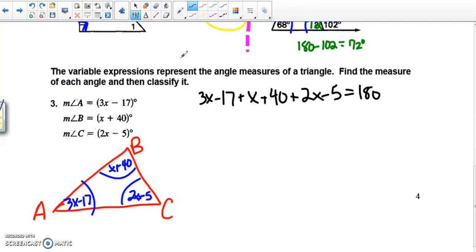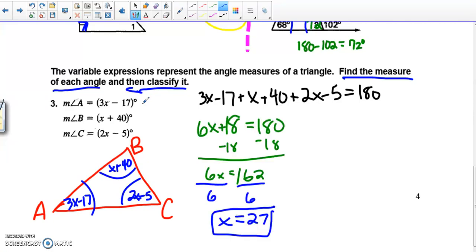So I'm going to pause again, and I want you to finish this up. I want you to find x. Once you find x, I want you to find the measure of each angle. And then I want you to classify your triangle. So go ahead and pause. If you feel like you're stuck, you can unpause it and see what I'm doing. But try it out. Go ahead now.